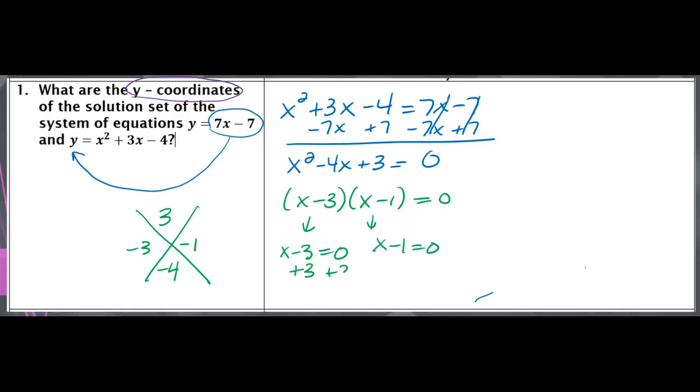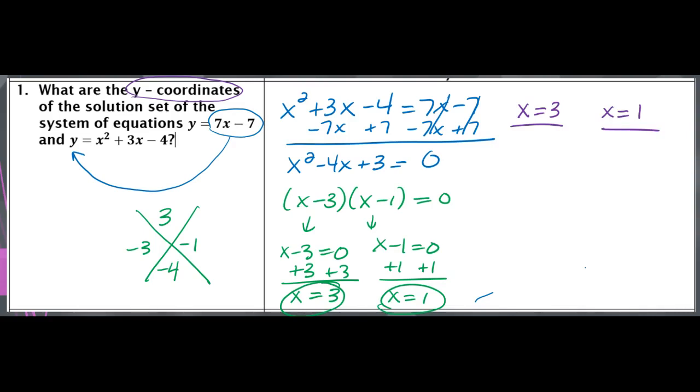So for this first one, I would add 3 to both sides, and I would get that x equals 3. And then for this one, I would add 1 to both sides and get that x equals 1. So I have half of my solution, but in order to really answer this question, I need to figure out what the y coordinates are. So one at a time, I'm going to plug in my x coordinates. So I'm going to do once for x equals 3 and once for x equals 1.